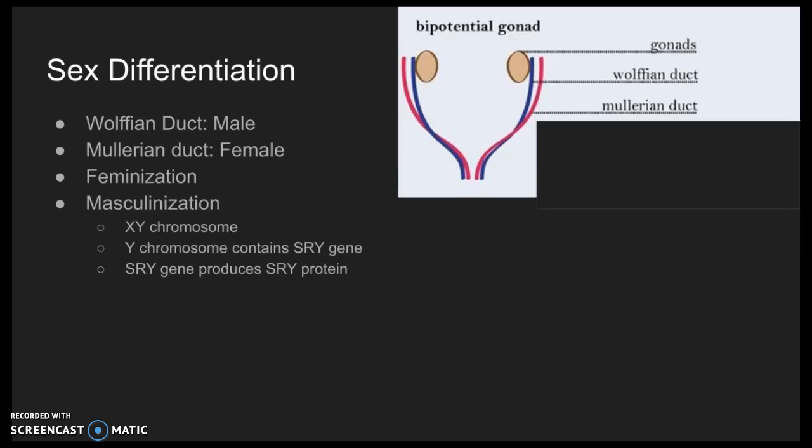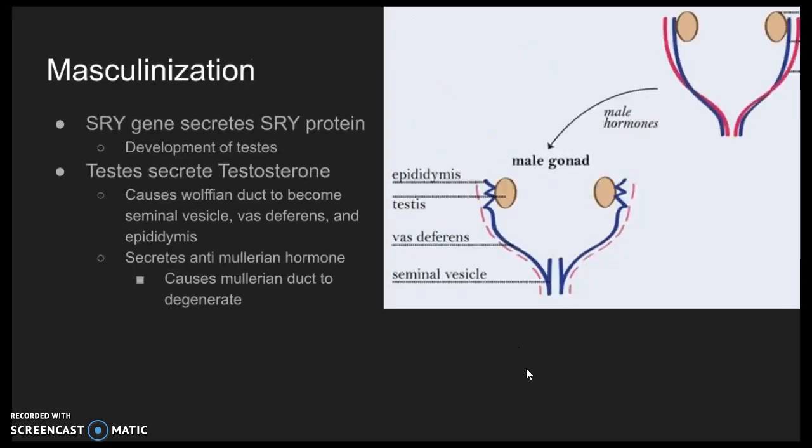Masculinization is determined by the X and Y chromosome. The Y chromosome contains an SRY gene, which produces an SRY protein, which allows development of the testes. Masculinization causes the bipotential gonads to develop into testes. The testes begin producing testosterone, which stimulates the Wolffian duct to become male structures, and also produces anti-Mullerian hormone, which degenerates Mullerian ducts.